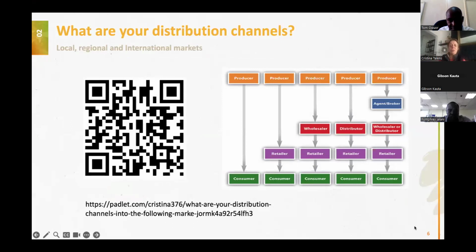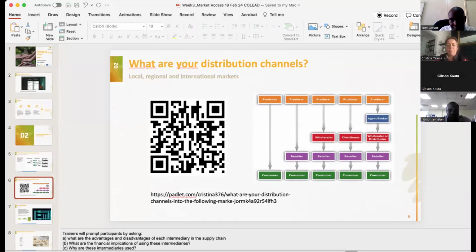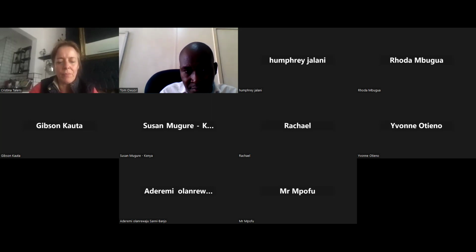Can I get you to take your phone, and if you've got a smartphone, you can use the QR code. What I would like you to do is tell me what your existing distribution channels are for local, regional, and international markets. I'm going to put this on the chat. Okay, so you can all see it. I'll stop sharing. So where is the chat?